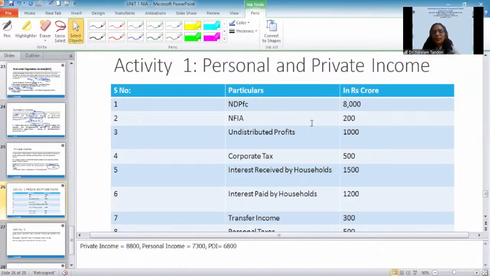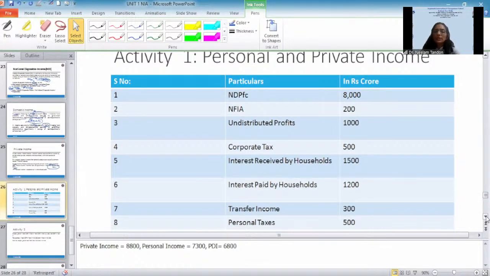Corporate tax. Corporate tax is the tax which corporate have to pay from their profits. So again, it is part of the taxation given, but is it part of private income or not? That you have to think. Interest paid by households is 1,200. Interest received by households is 1,500. That means here they are not having net interest liability, they are having plus here. So you do take care of this. Then you have personal taxes. So these are the components given to you.